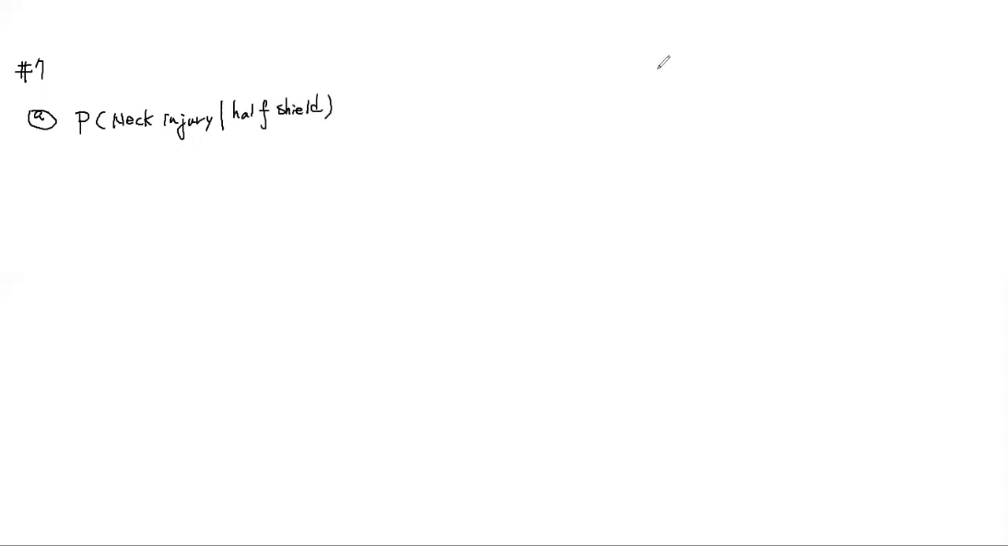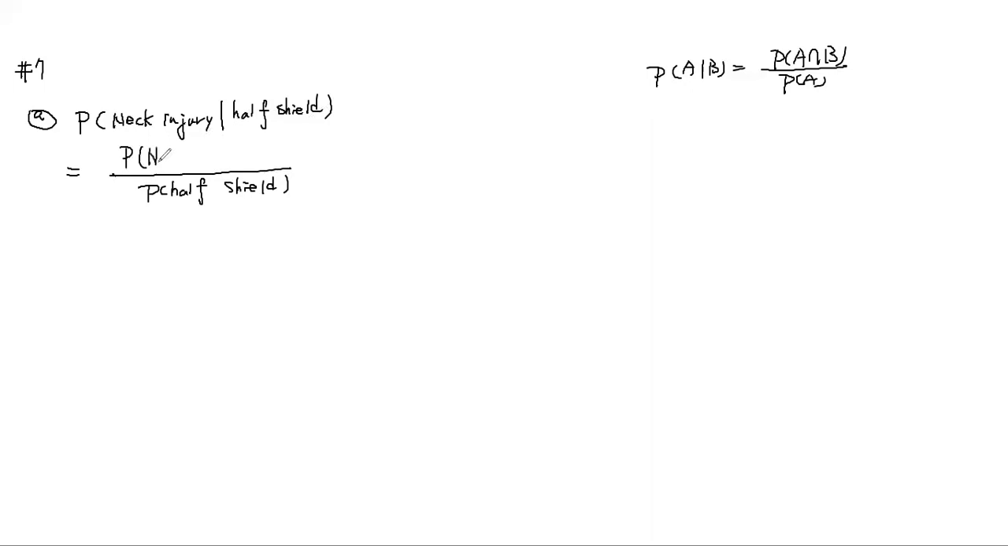So do you remember the formula? The probability of A given B, right? Remember, this probability is the probability of A intersect B over the probability of B. Intersect means and. Okay, so right now I can reapply the conditional probability. My denominator will be the probability the hockey player will have a half shield. Then the top will be the neck injury intersect half shield, okay?